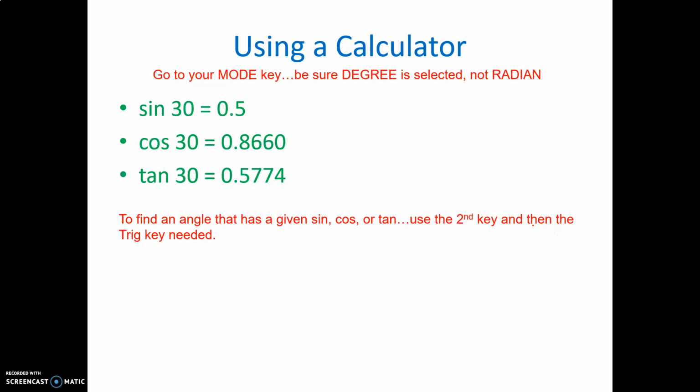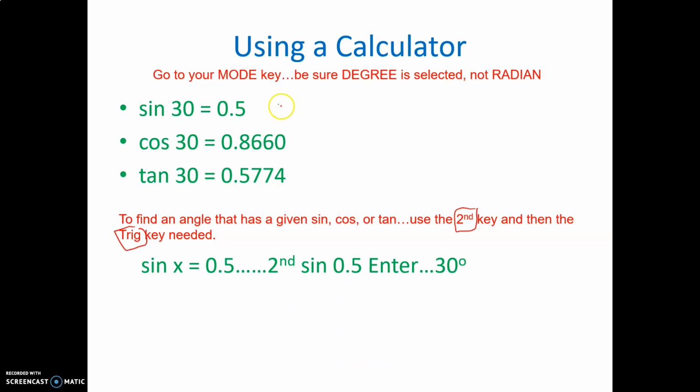To find an angle that has a given sine value, cosine value, or tangent, you use the second key, and then you use your trig key. So I'm just going to go backwards from here. I know from here that the sine of 30 degrees is 0.5. If they don't give me this 30 and they have me find it, they'll say the sine of x, not giving me the 30, is equal to 0.5. So I push my second key, then my sine key, and then I put in 0.5 and enter, and it'll give me back that 30 degrees.